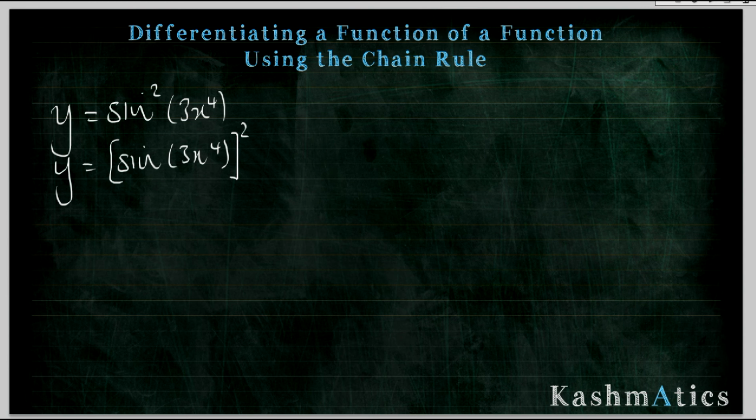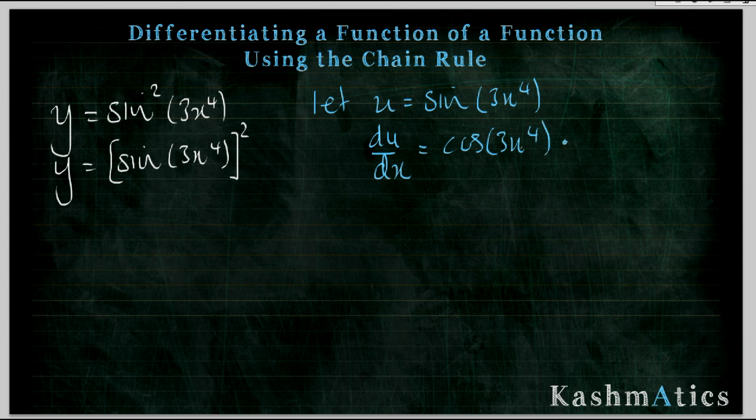So let's just have a quick look. Let u equal the sine of 3x to the power 4. Imagine we had to differentiate this bit first. Well, we don't need to imagine it, we do actually have to do it. Sine something becomes cos something, so this would be cos of 3x to the power 4 multiplied by the derivative of this, so multiplied by 12x cubed. So this becomes 12x cubed cos 3x to the power 4.